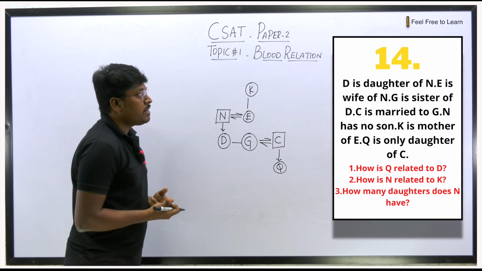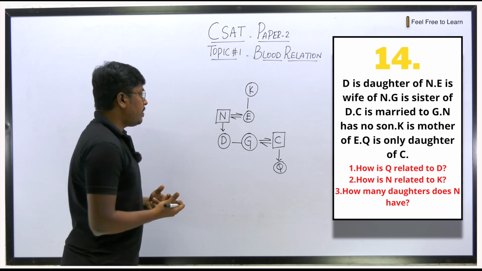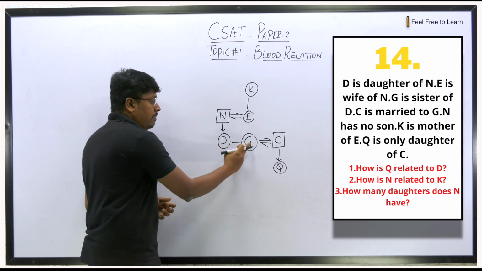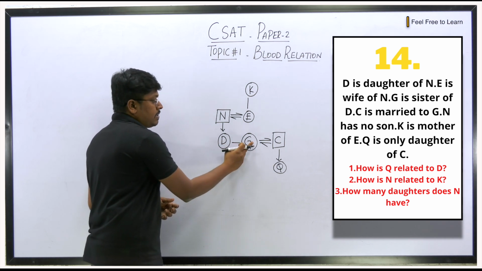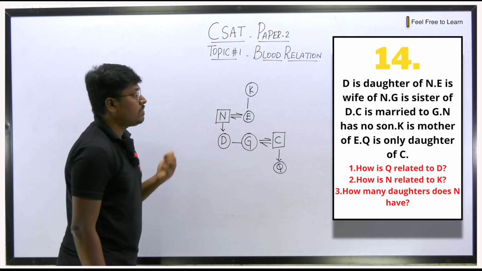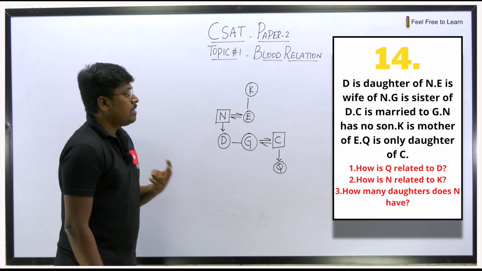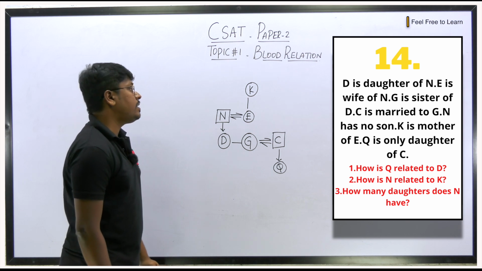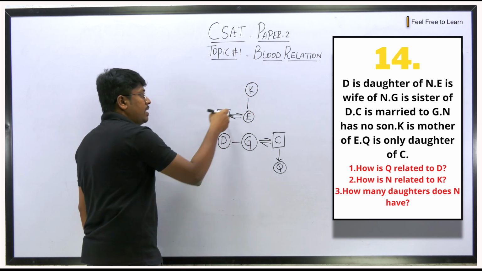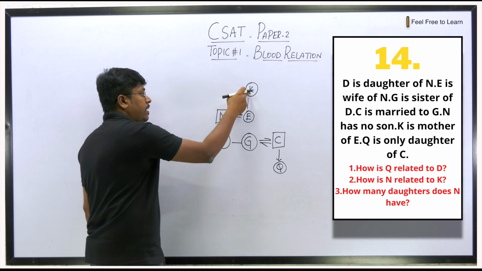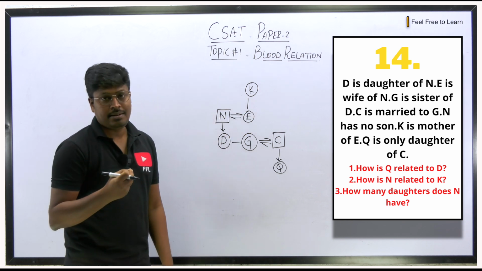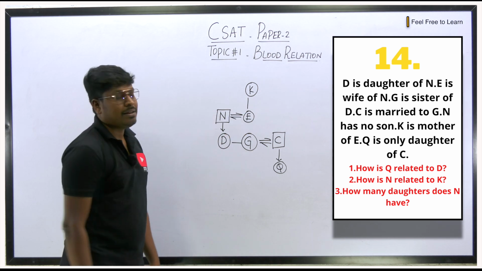How Q is related to D? From D, our target is to find what is the relation of Q. From D, G will be the sister. So sister's daughter should be called niece. So the answer for the first question is niece. Second question, how N related to K? From K, our target is to find what is the relation of N. From K, E will be the daughter. So daughter's husband should be called son-in-law. So the answer for the second question is son-in-law.